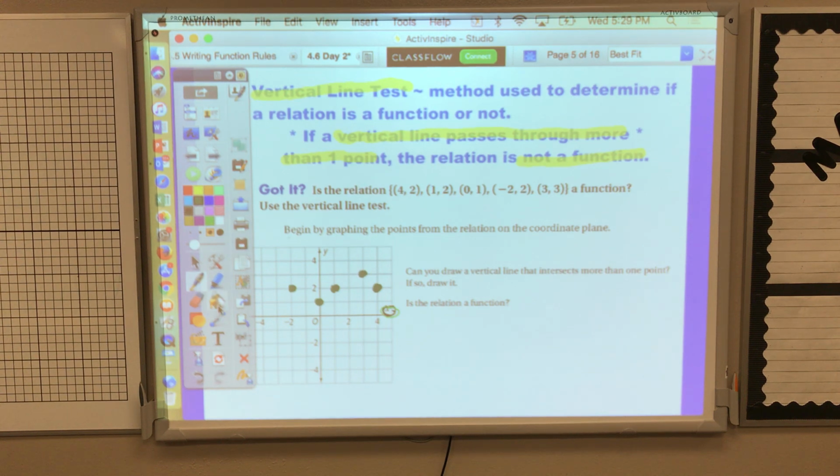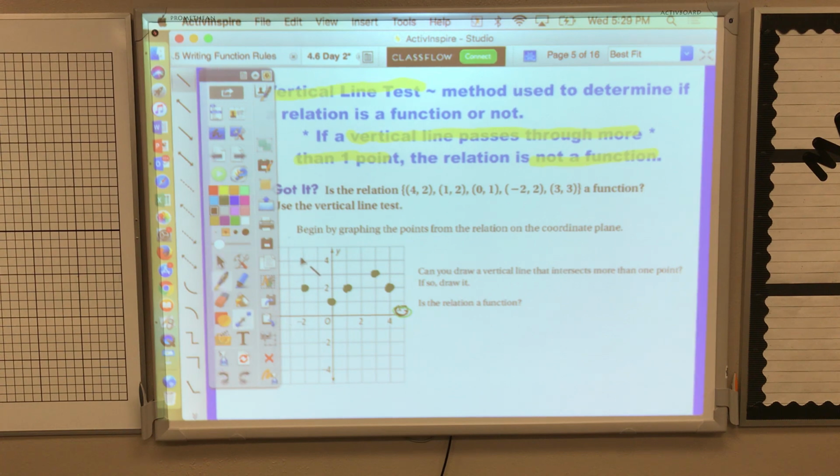So using that vertical line test, we need to check each line where there's a dot. So I'm going to draw a vertical line through each one of those x values. So right here on my x-axis, at the 1, at the 3, the 4. So it asks, can you draw a vertical line that intersects more than one point?